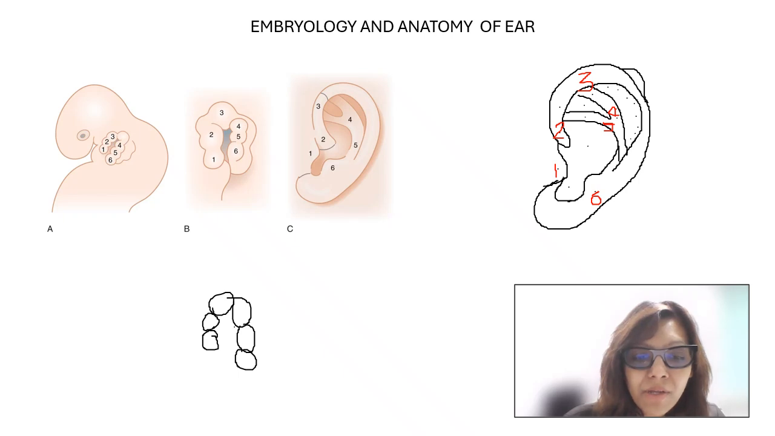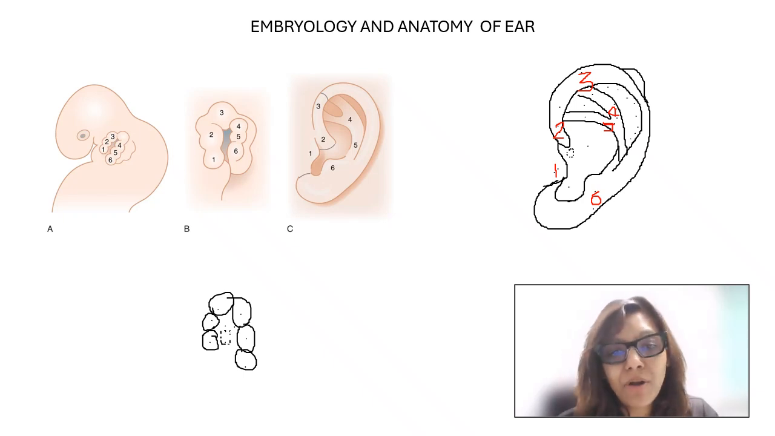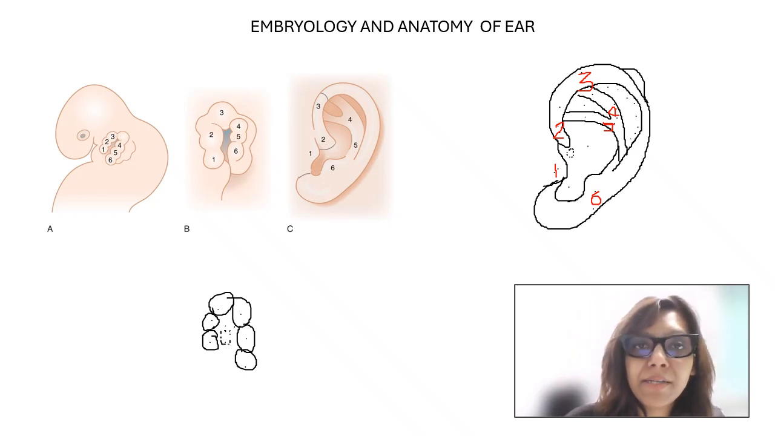And here you have the external auditory meatus, which is over here. So here you have 1, 2, 3, 4, 5, 6, which correspond to the parts of the ear starting from the tragus, ending on the lobule. If you know this much of anatomy and embryology, I think that's adequate to write your exam paper.